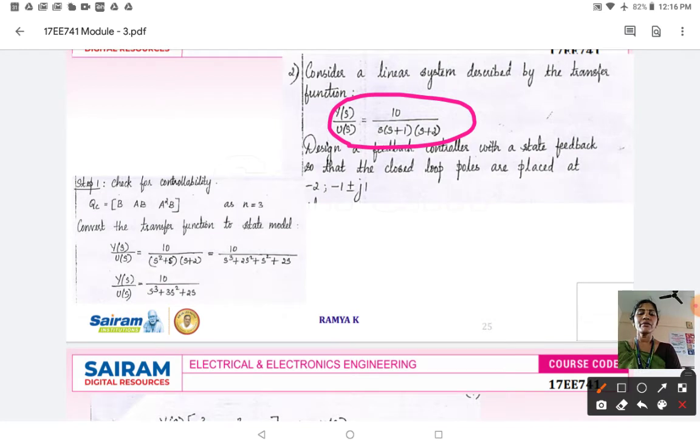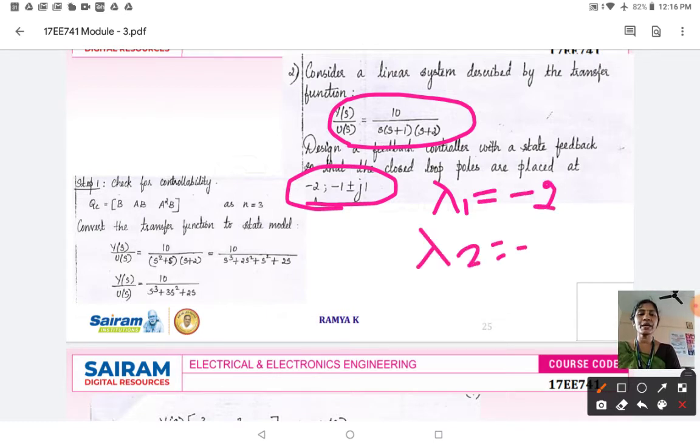Here also, consider the linear system described by the transfer function. Design a feedback controller with state feedback so that the closed loop poles are placed at the following locations. Here also they have given 3 poles. The first pole, lambda 1, is minus 2, lambda 2 is minus 1 plus j1, and lambda 3 is minus 1 minus j1.